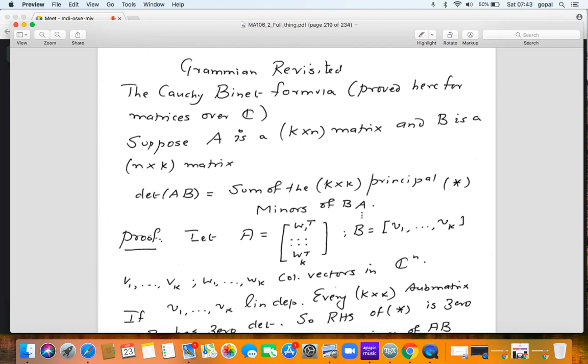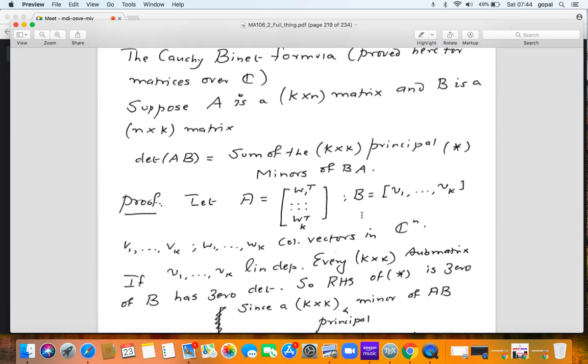So both sides of this equation star become 0 when the vectors v1, v2, vk are linearly dependent, or when the vectors w1, w2, wk are linearly dependent. I explained this when w's are linearly dependent. A similar argument you can give when the v's are linearly dependent. I hope that part is clear. So you have to take up a K by K principal minor of BA and show that it is 0. I have to take K rows of B, and K columns of A. But no matter what K columns of A I take, that K by K minor is going to be 0, because A has rank strictly less than K. So we have disposed of the uninteresting case.